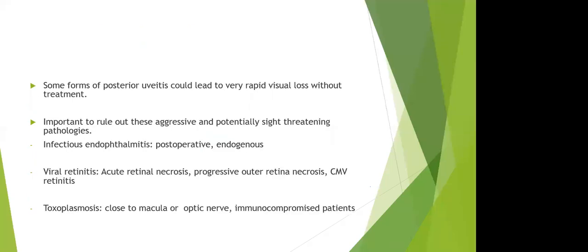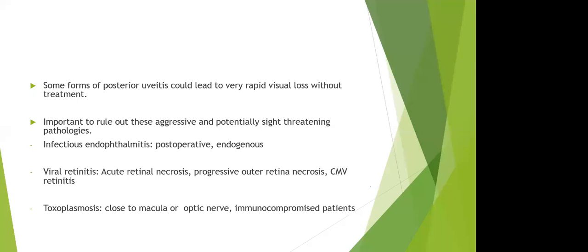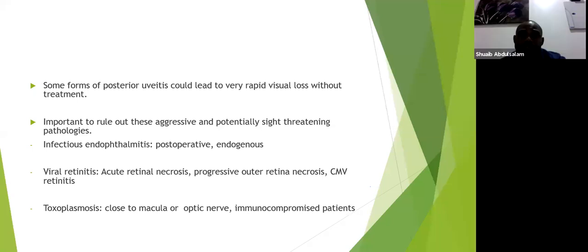So actually, some forms of posterior uveitis could lead to very rapid visual loss if they are not treated on time. So if you think you're dealing with posterior uveitis, it's important for you to rule out the ones that cause very rapid visual loss. And there are actually 3 of them.